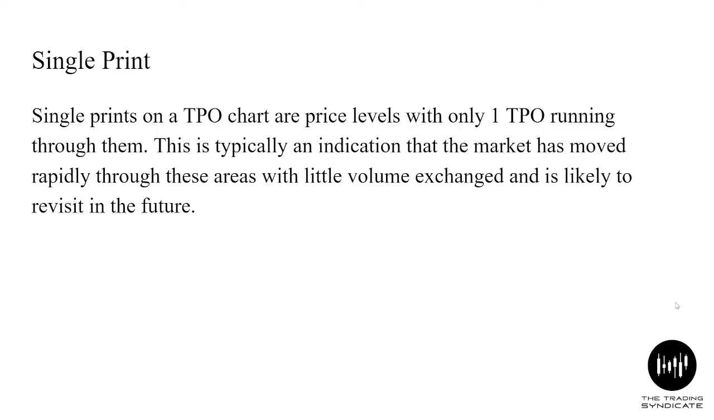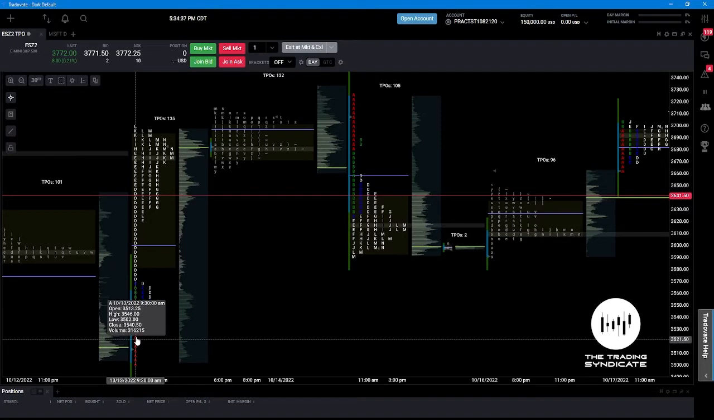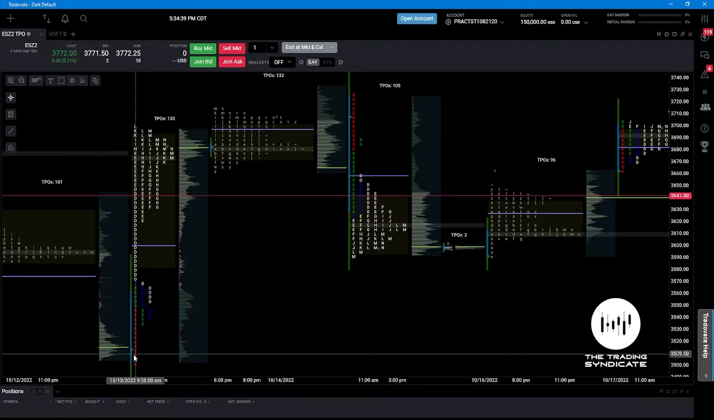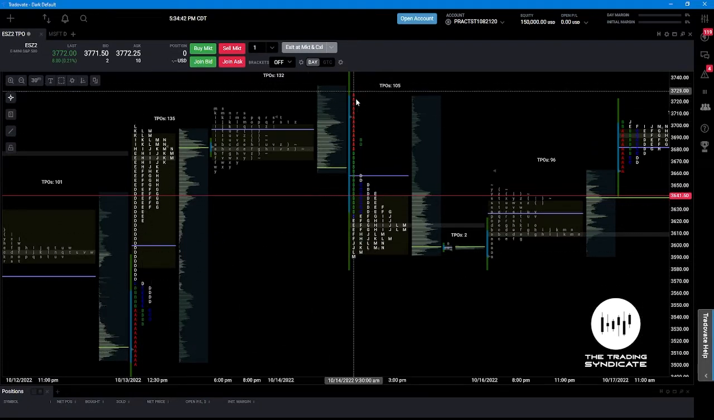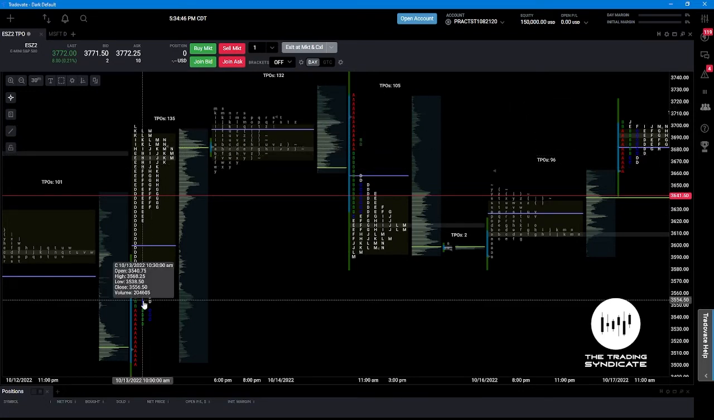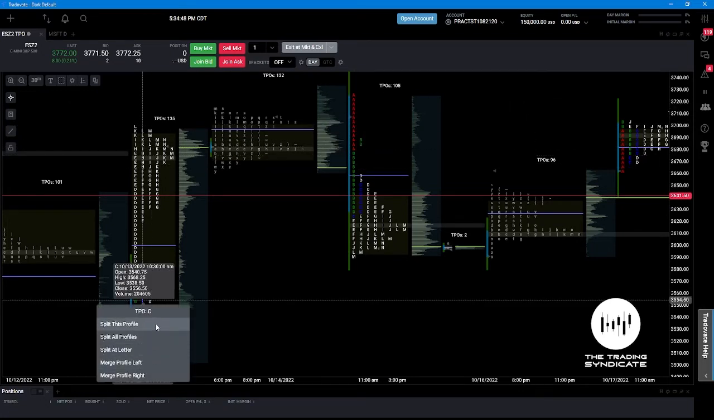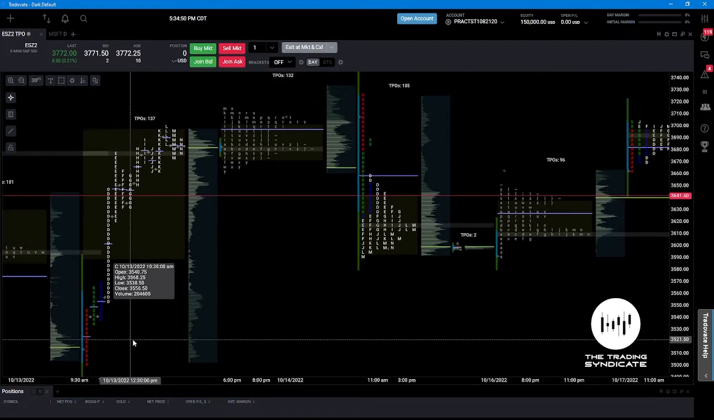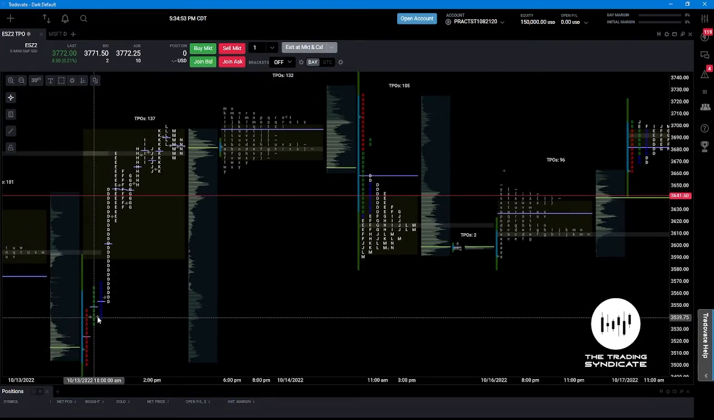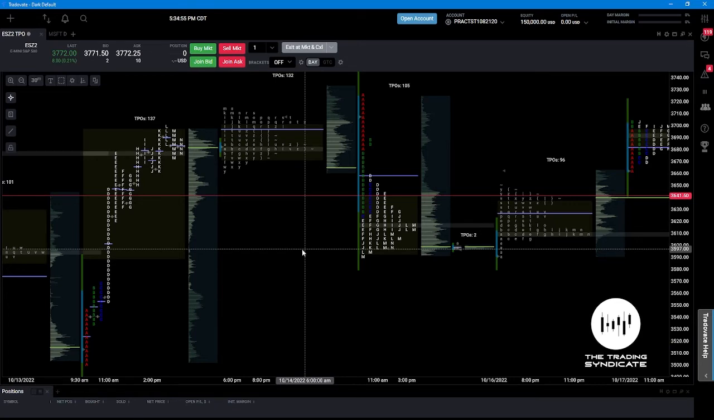Single prints. Single prints on a TPO chart are price levels with only one TPO running through them. This is typically an indication that the market has moved rapidly through these areas with little volume exchanged and is likely to revisit in the future. Here we see both single prints on the downside, coming from the downside as a tail, and single prints from the upside. In a split profile, you could see that these levels were moved through quickly and never revisited. This is an example of a single print.